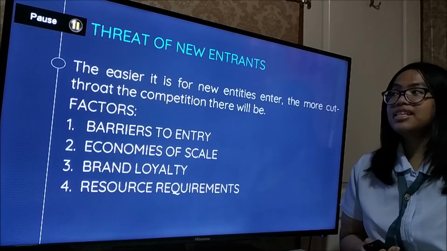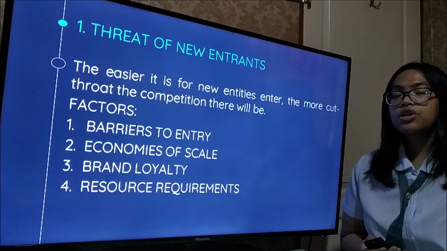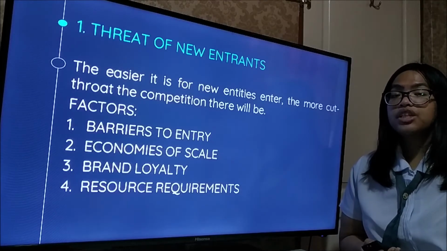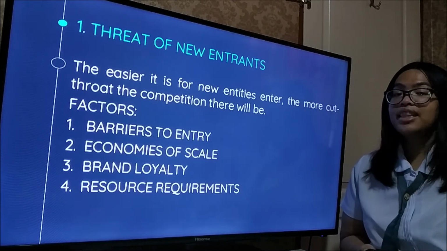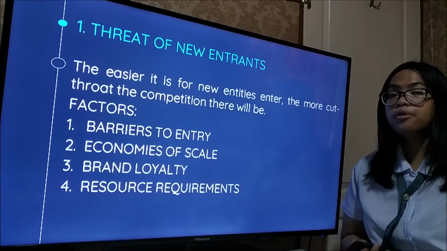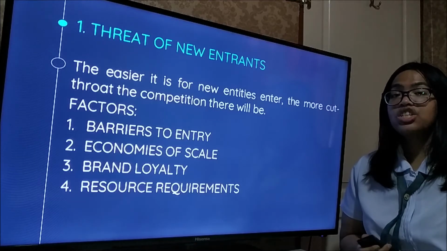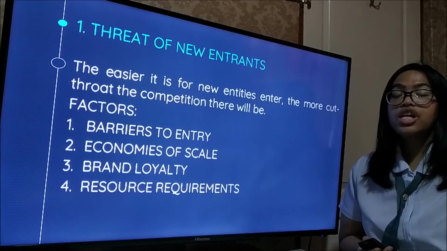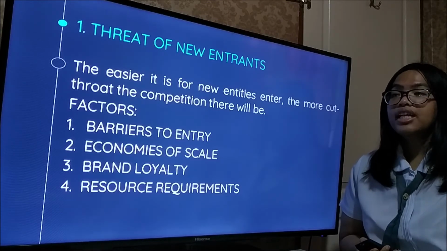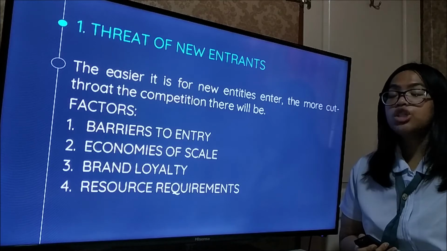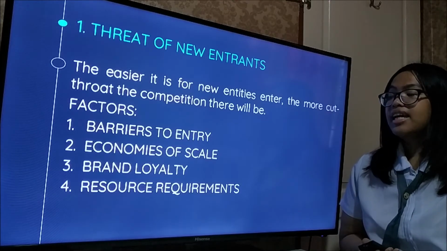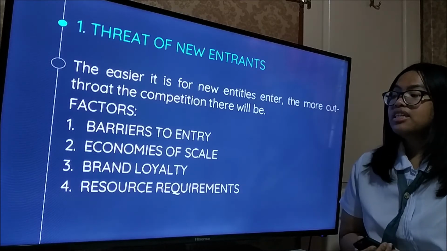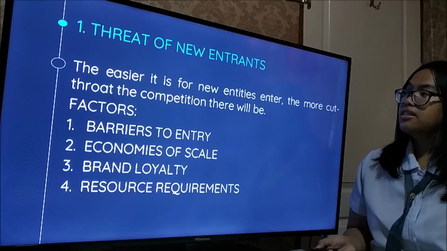One of the forces is first the threat of new entrants. Some of the factors to consider are first the barriers to entry, which is the factor that makes it costly for new entrants, at the same time a form of protection for the existing entities, as such reduces the threat. Next is economies of scale, which is the cost reduction associated with the larger output. When an existing entity is enjoying such privileges, it will lower the threat. Next is brand loyalty, which is the preference for established entities. And last is the resource requirement.